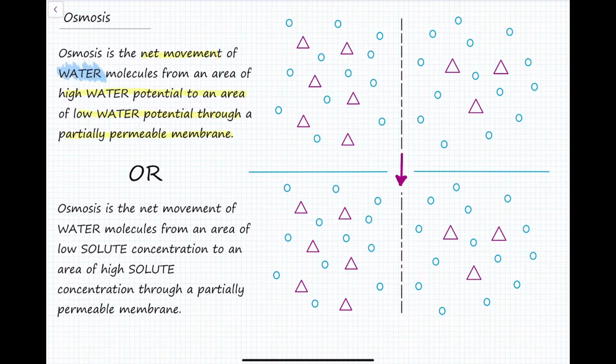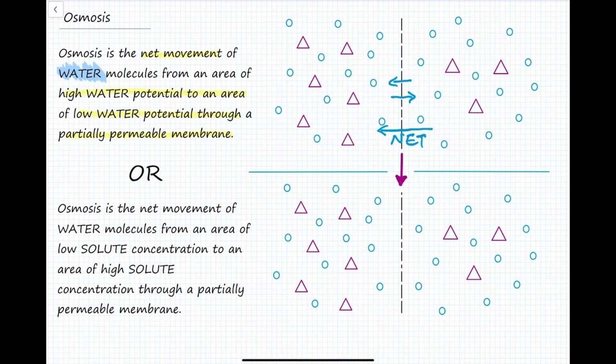Well, osmosis is a form of diffusion of water molecules through the membrane. Water molecules are able to pass through in both directions through the membrane. However, it travels overall in one direction, which is the net movement of water. This is because of the imbalance of the concentrations of water on either side of the membrane.